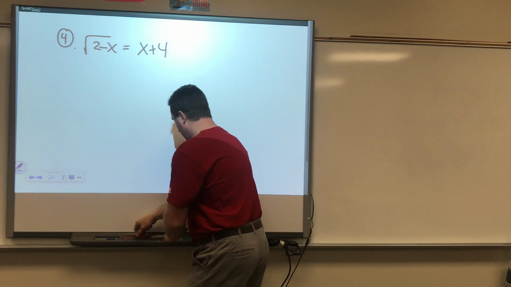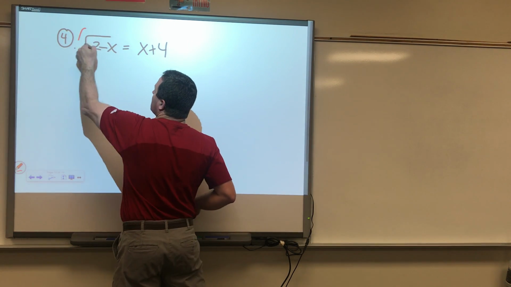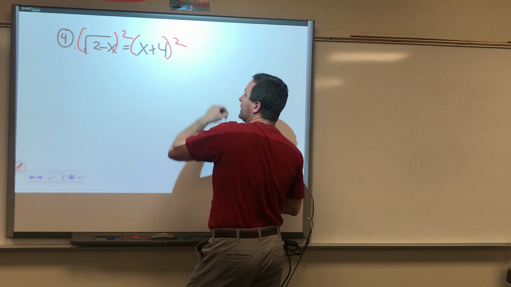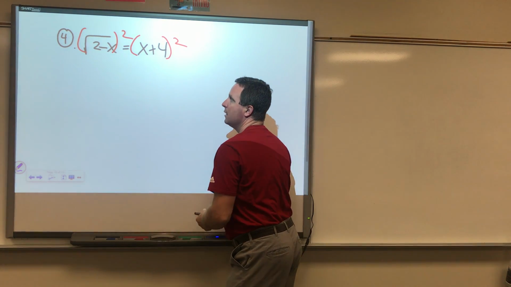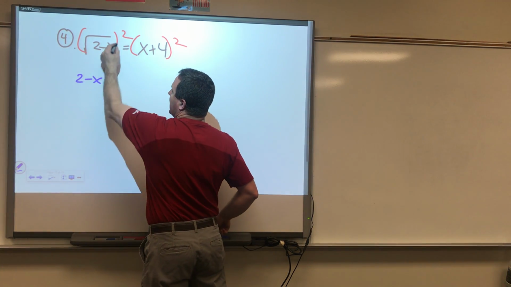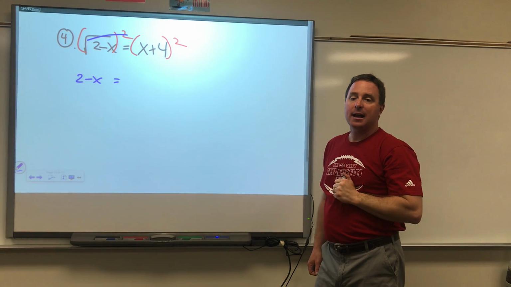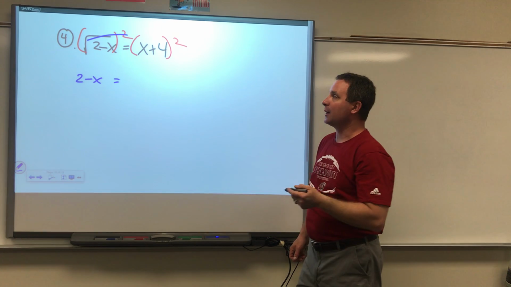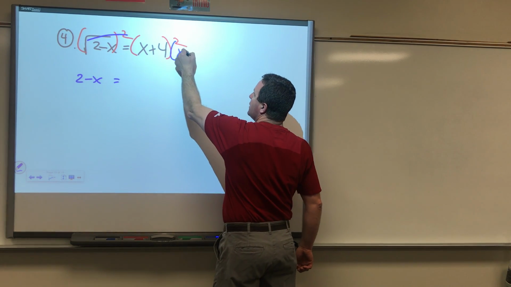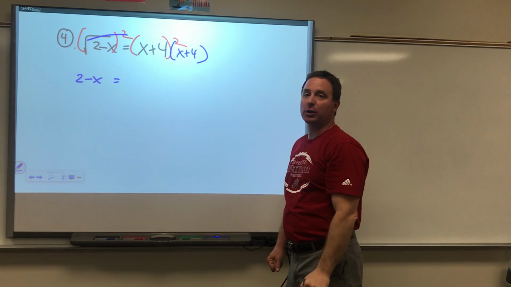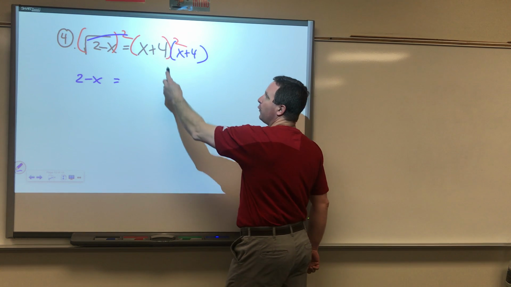Well, the radical is by itself, so we're going to square both sides. And I get 2 minus x because that cancels out. Now what about the right-hand side? How do you square x plus 4 squared? Well, to square something means we write it twice and then we're going to FOIL. And I'm going to FOIL this really fast.